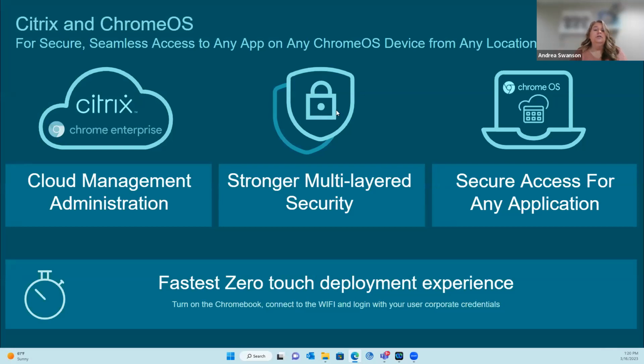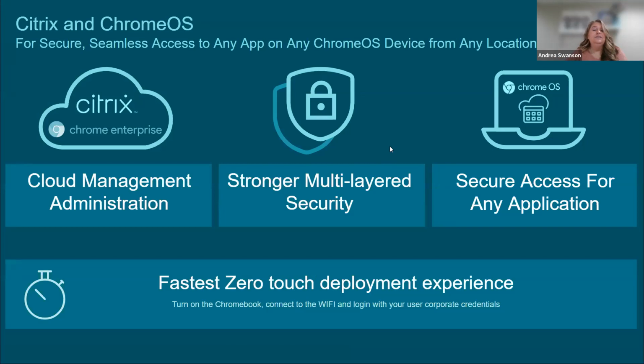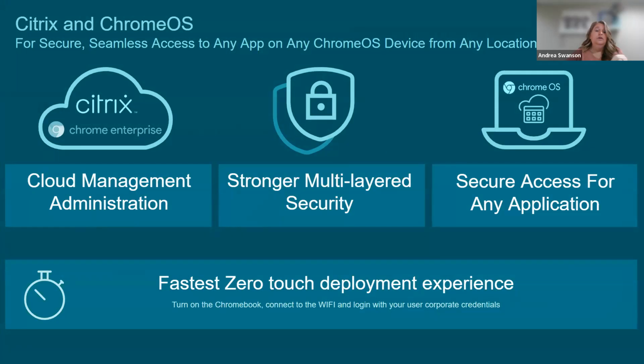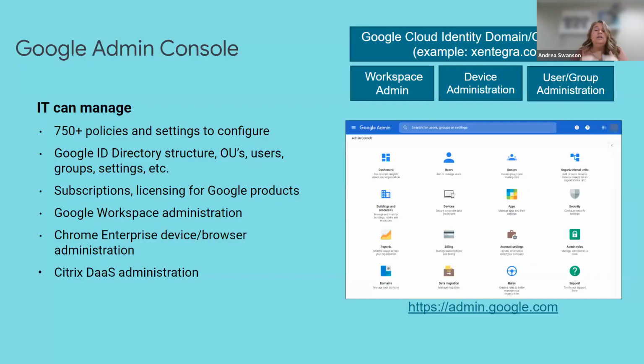So let's explore a little bit about how secure, seamless access to any app on any ChromeOS device from any location actually works. As you can see, the deployment that is set up here is completely cloud-based. We're using both Citrix and Google Cloud Services for management and administration of the solutions. There are multiple advantages for choosing Citrix and ChromeOS, mostly because you are going to have the security and simplicity to manage the Chrome devices from anywhere.